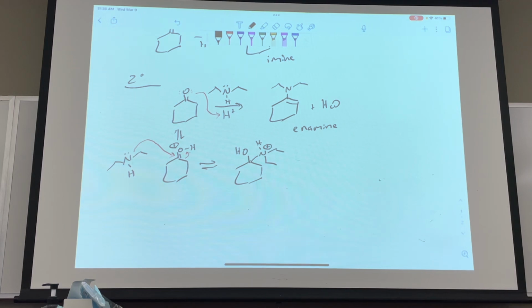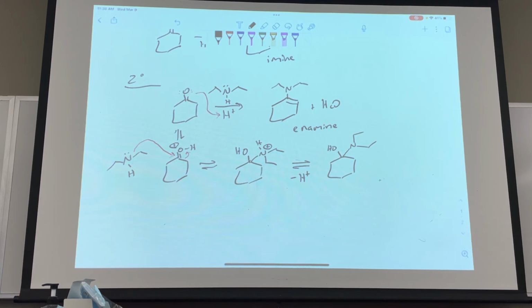That generates that tetrahedral intermediate that we keep seeing. And at this point, kind of like what we've done in the previous mechanisms, what I'm going to do is just do a minus H plus step. We need to get to a neutral intermediate before we can really move forward. So we'll lose the proton from the nitrogen, and that's going to generate this neutral intermediate that we saw before. We call that the hemiaminal.